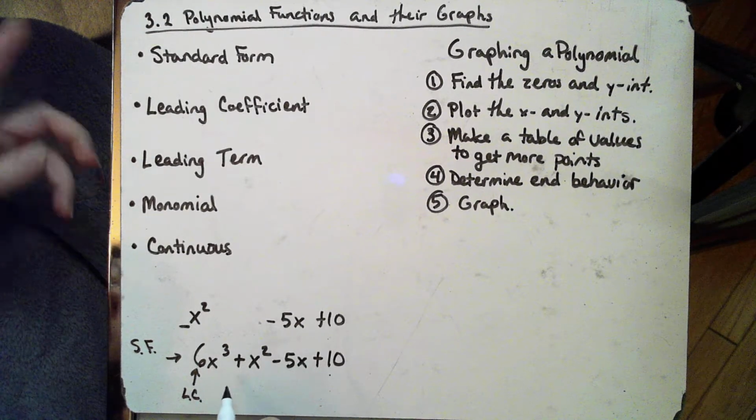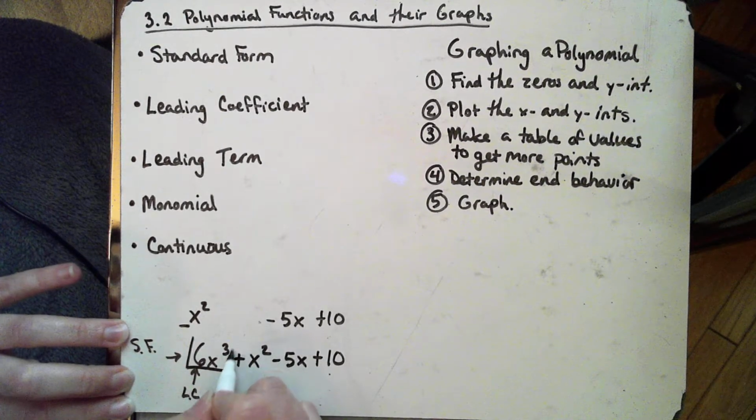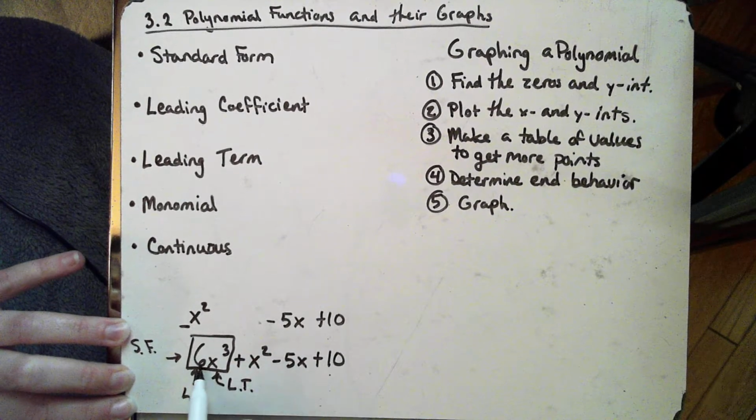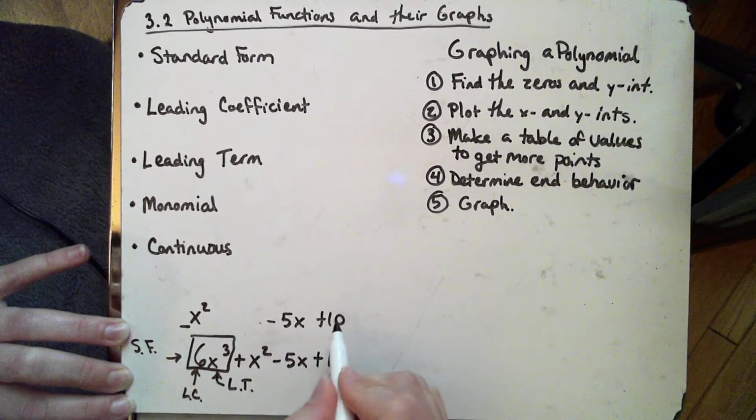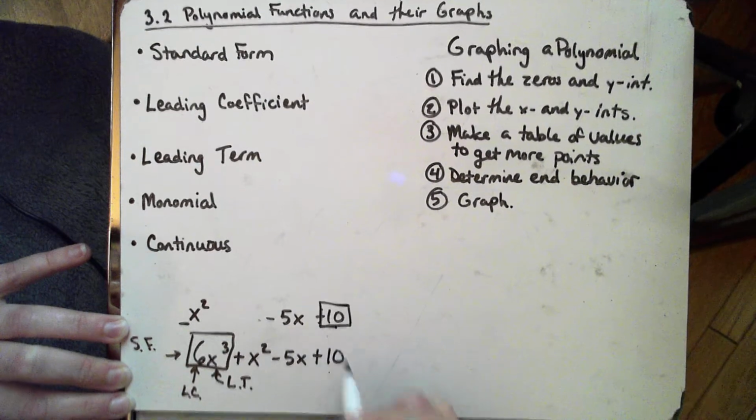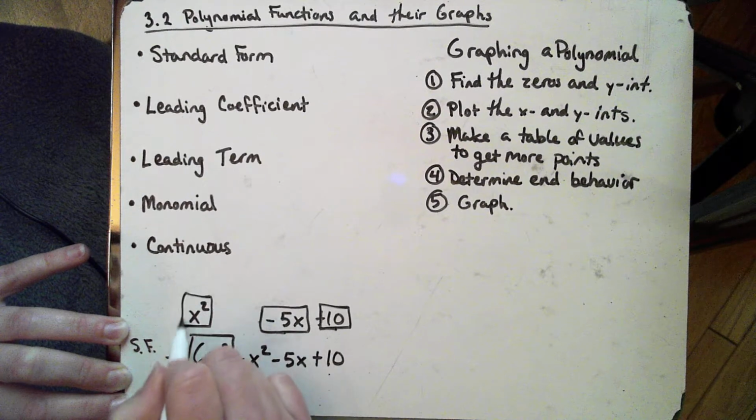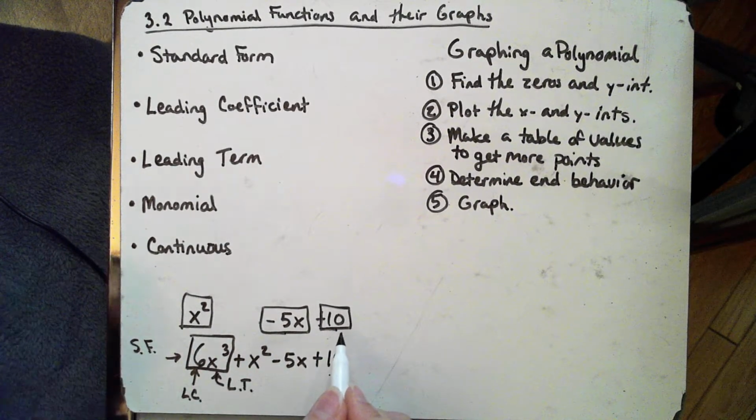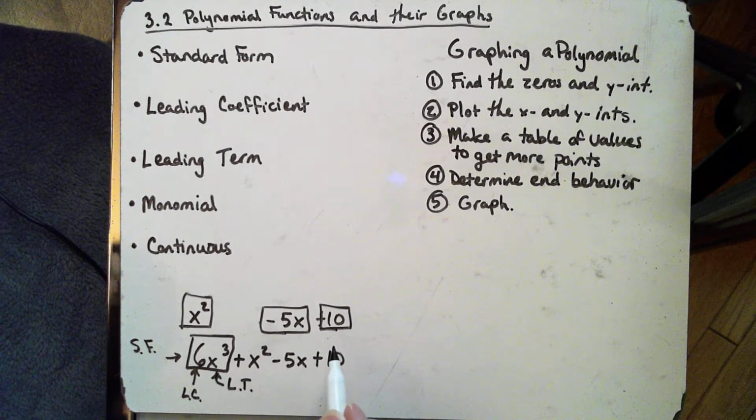Now the leading term, again, needs to be in standard form, and this is my leading term, because it's the first term of the polynomial. Now each of these terms is a monomial, so a plain number can be considered a monomial. It can be a number times a variable. It can just be a plain variable. Those are all different forms of monomials. Separately, they are monomials. When you put them together, they're polynomials. Remember what that prefix means. Mono means one, poly means multiple.